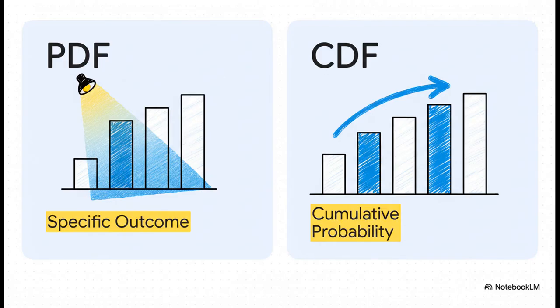So this slide right here lays out the difference perfectly. On one side, you have the PDF, the probability distribution function. Think of it like a laser pointer, focused on one single exact value. But on the other side, you've got the CDF, the cumulative distribution function. This is all about the running total. It's always adding things up, always asking what's the total chance of getting this value or anything smaller.